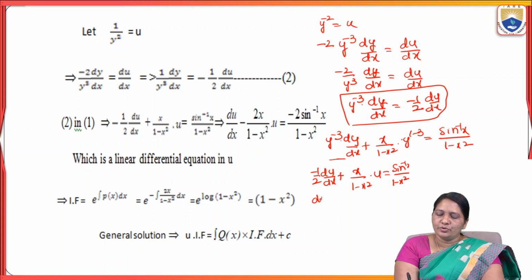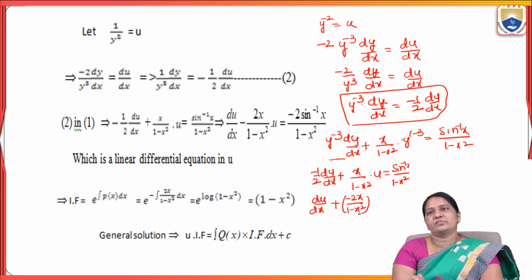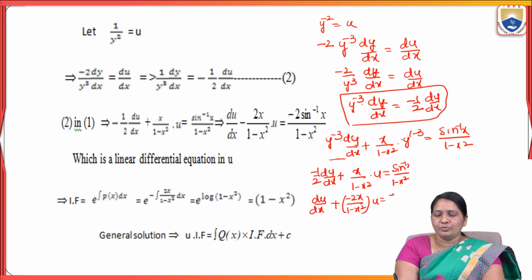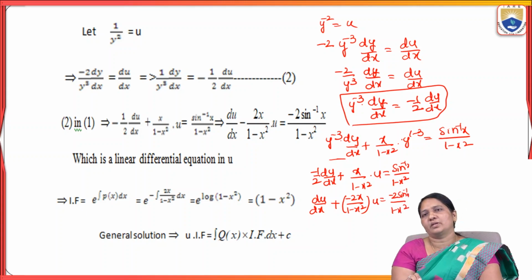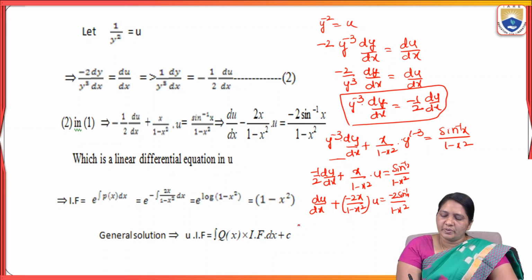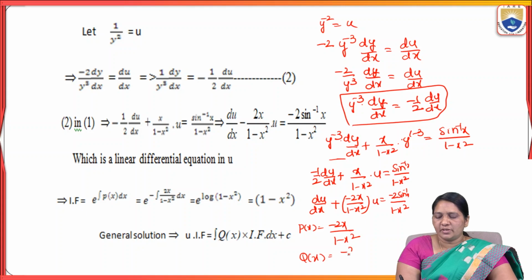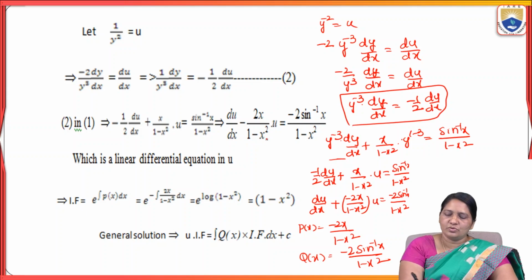So here du by dx plus, I am multiplying with minus 2. So that means here I am getting minus 2x by 1 minus x square into u equal to minus 2 into sin inverse x by 1 minus x square. Now what is the p value? So p of x equal to minus 2x by 1 minus x square. And q of x value is minus 2 into sin inverse x by 1 minus x square. That is what we can observe here. This is p of x and this is q of x.